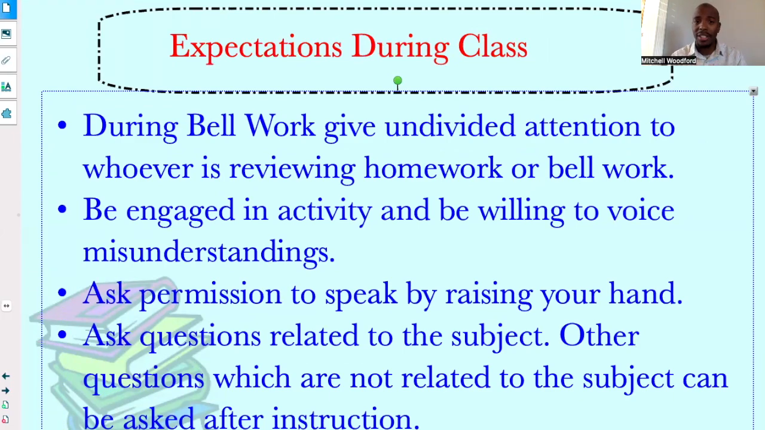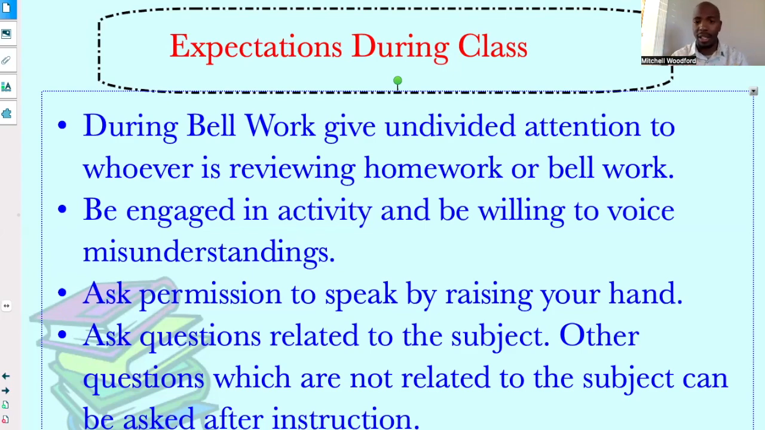Now during class is going to be different because since we're using a flipped classroom model, the instruction really is at home. And during class, we are practicing, we're doing activities, we're doing things that I'm expecting to help you master whatever content we're doing. So if I end up going over the bell work, I need you to give your undivided attention, whether it's me or a classmate. All right. Be engaged in whatever activity is going on.